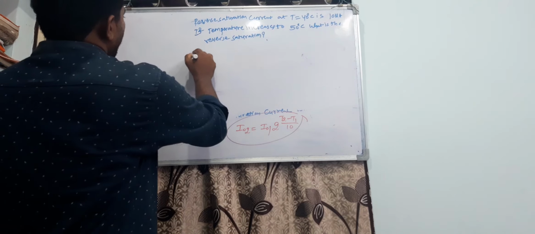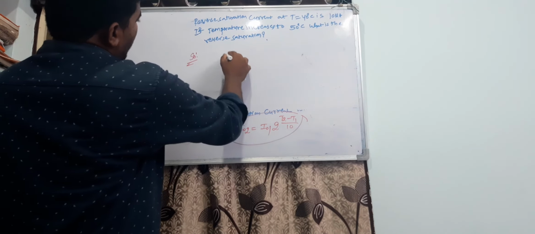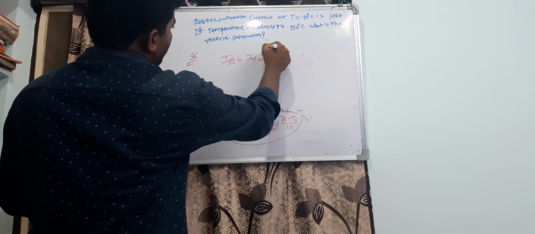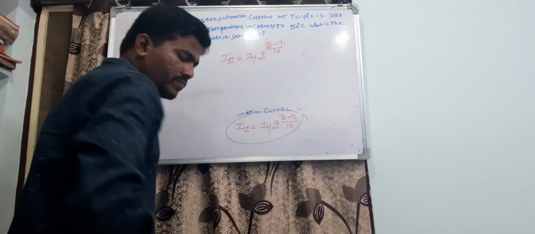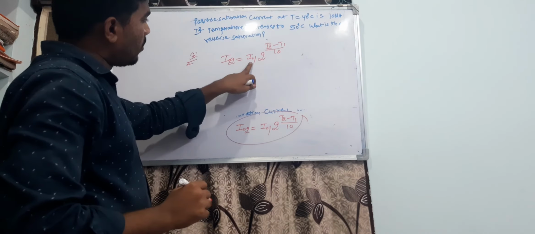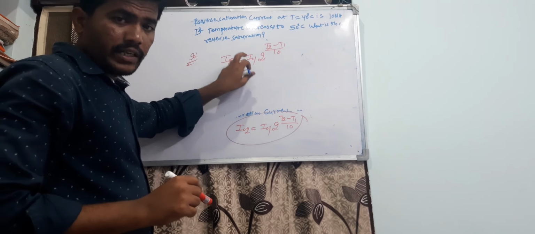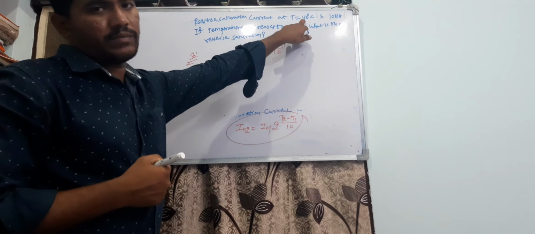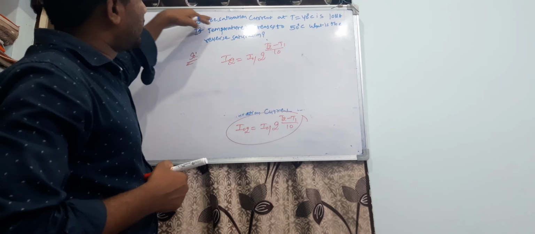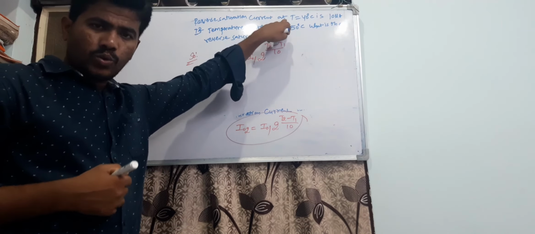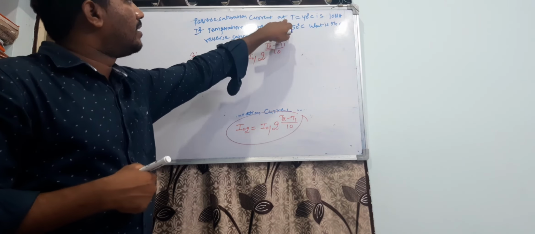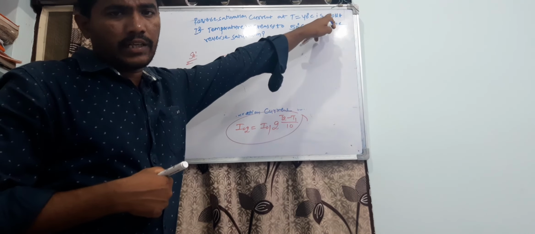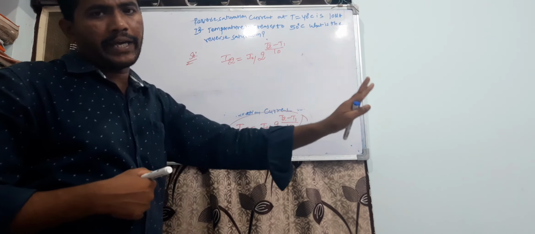So solution, apply this formula here. I02 is equal to I01 into 2 power (T2 minus T1) divided by 10. So what is I01? This is the reverse saturation current at the initial temperature, 40 degrees. What is the initial temperature in the given question? T is equal to 40 degrees centigrade. So what is the reverse saturation current at T equal to 40 degrees? This value will be 10 microamps.